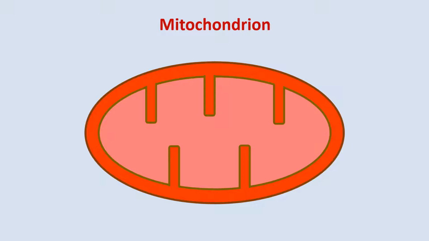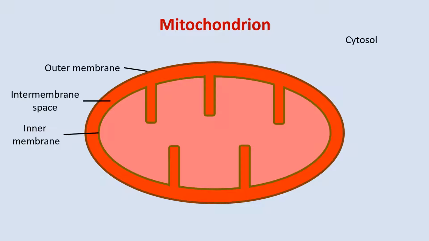The organelle mitochondrion is going to be found floating in cytosol, which is the fluid matrix of the cell. So this blue area is going to be the cell's cytosol or cytoplasm. Now, if we look at the structure of the mitochondrion, we're going to see that it has an outer membrane, an inner membrane, a region in between the two membranes called the intermembrane space, and a fluid-filled compartment called the matrix.